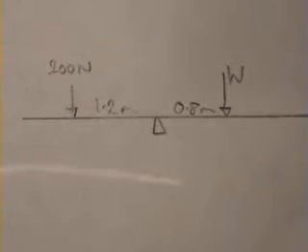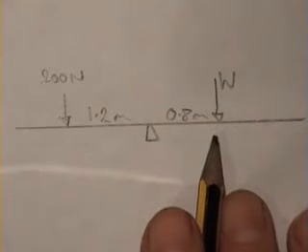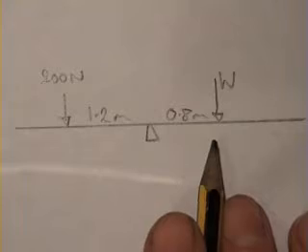And there's the picture that I've drawn. So we've got the child of weight 200 newtons, 1.2 metres from the pivot. The seesaw is balanced by a second child sitting at a distance of 0.8 from the centre. Well, obviously for it to balance it's got to be on the other side of the pivot. And calculate the weight of the second child. So it's a really straightforward application.